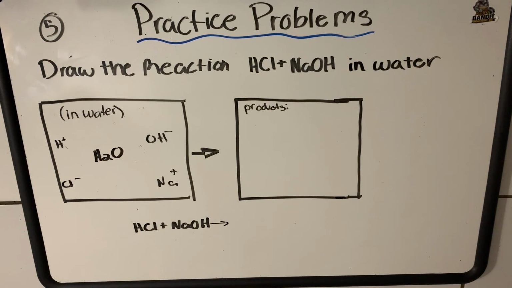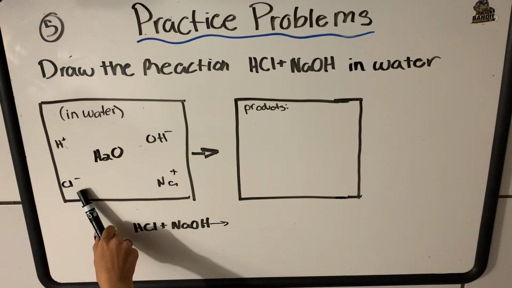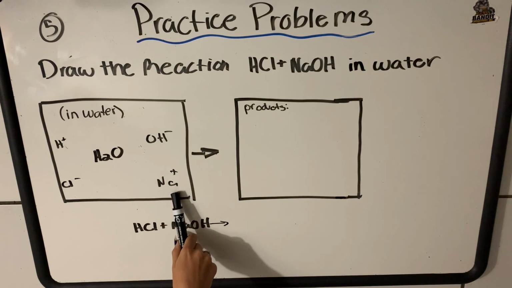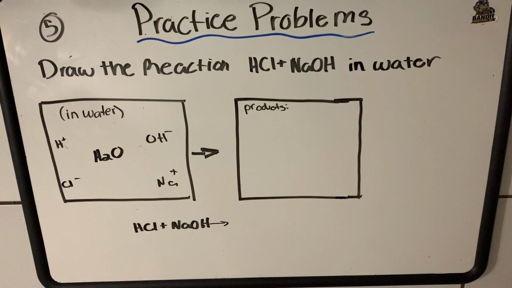When drawing it, the compound should be broken down. Shown in the reactant side is H+, Cl-, OH-, and Na+. And H2O will also be in the reactant side since the reaction is happening in water.